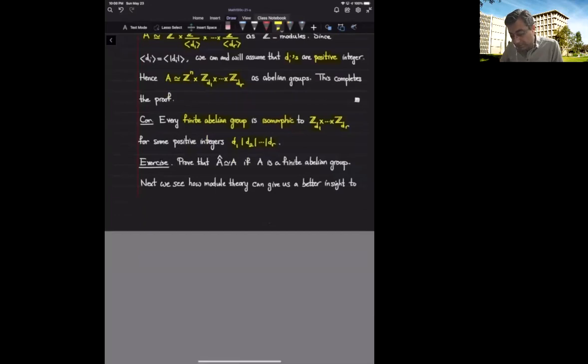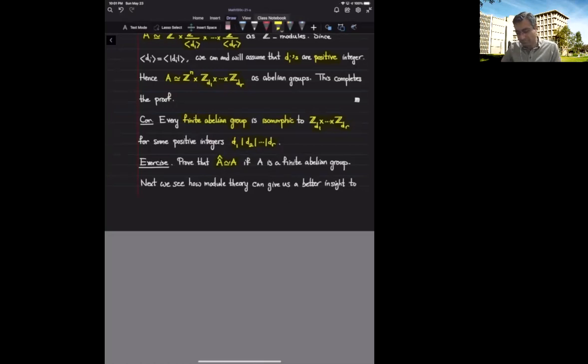So this was one of the classification. This is a classification of finite abelian groups that I've mentioned earlier. Now, having this classification in hand, one can prove that the dual of every finite abelian group is isomorphic to itself. But notice that because this classification is not quite canonical, this isomorphism that we get here is not canonical.